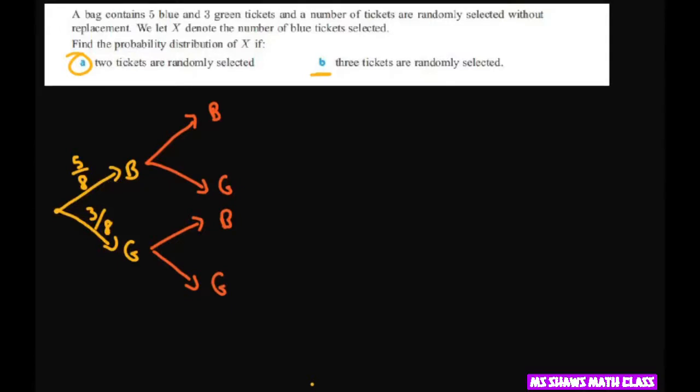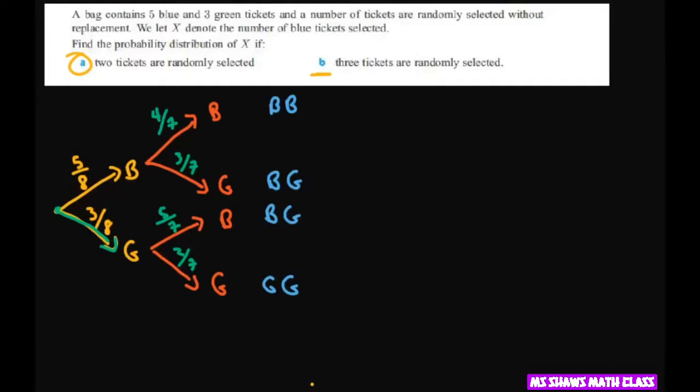For blue, that means we only have 4 left out of 7. And then for green, remember these two have to add up to 1. If you first draw green, you still have 5 blue left, but you only have 7 total tickets because you didn't replace the green. So this would be 5 out of 7 for blue after green, and 2 out of 7 for green. If I write all this out, this would be blue-blue, blue-green, green-blue, and green-green.